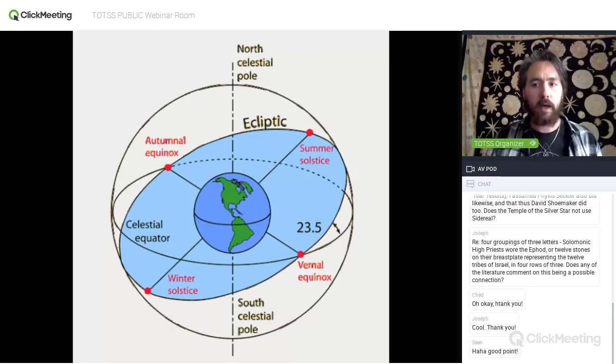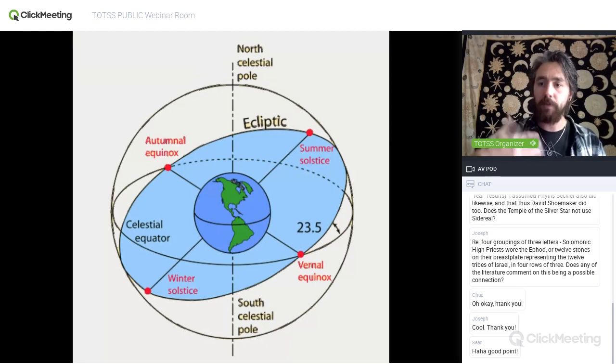Now you have the ecliptic, which is the apparent path that the sun takes over the course of a year, not over the course of a day, but over the course of a year. The sun appears, from our perspective, to follow this path that defines the ecliptic. And you can see that the ecliptic, the sun's path, is inclined to the celestial equator by about 23.5 degrees. Those points, representing the sun's position along the ecliptic from our point of view, define the solstices and the equinoxes.